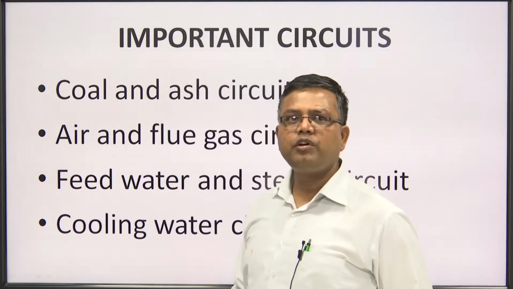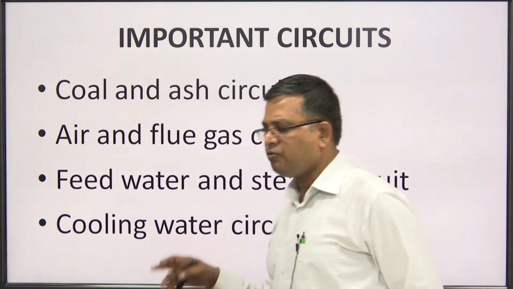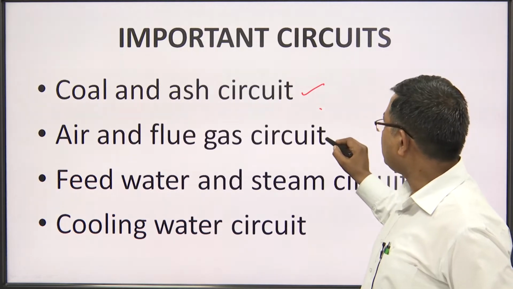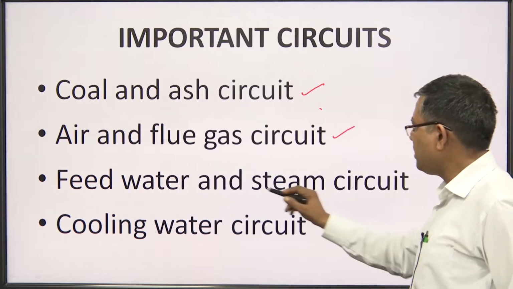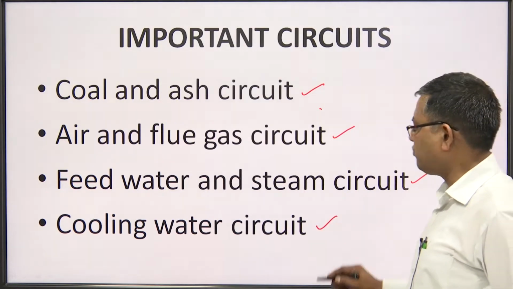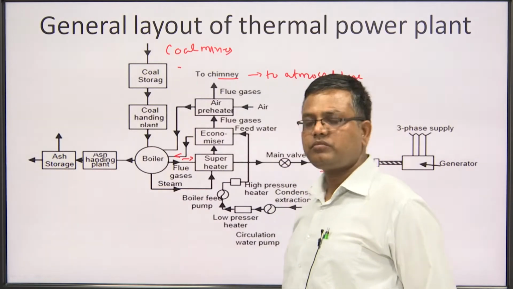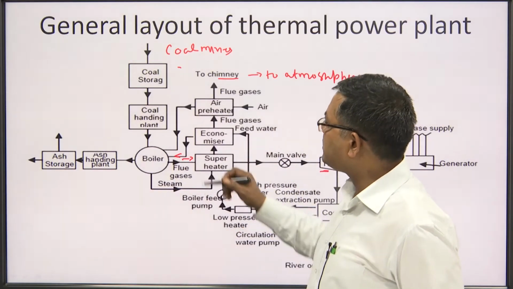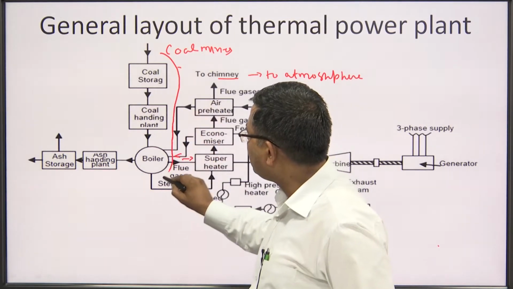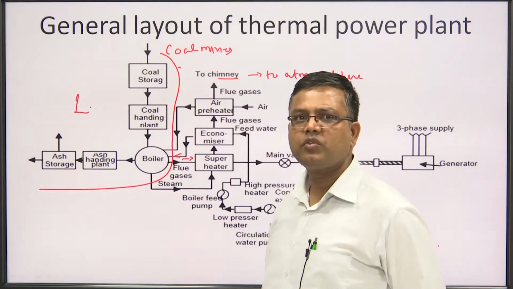Now, if we want to discuss important circuits in the power plant, there are 4 circuits you can see. One is the coal and ash circuit, another is the air and flue gas circuit, third is the feed water and steam circuit, and the fourth one is the cooling water circuit. See the diagram. I told you coal and ash circuit. So, this one is the coal and ash circuit number 1, right.